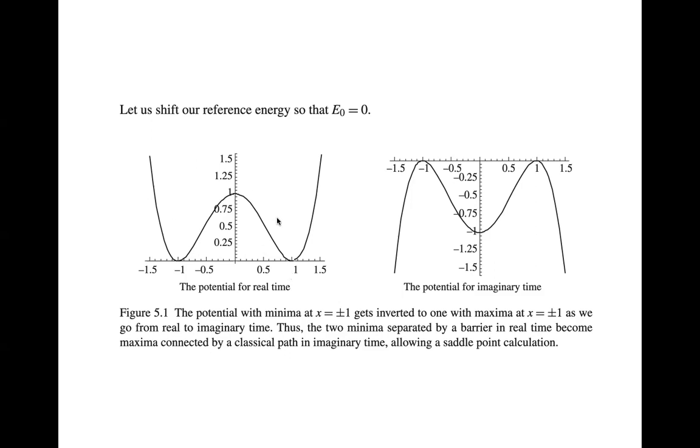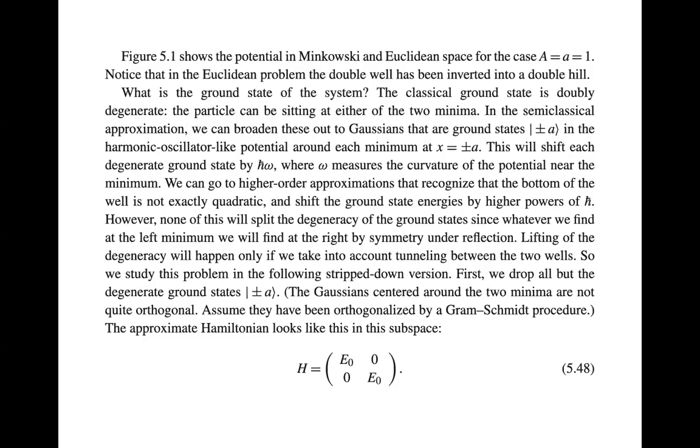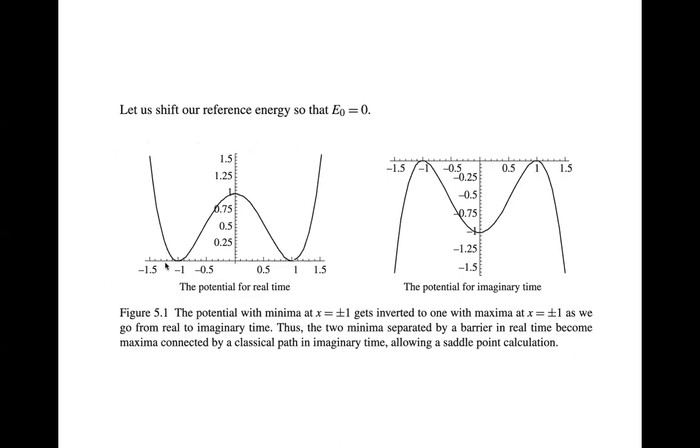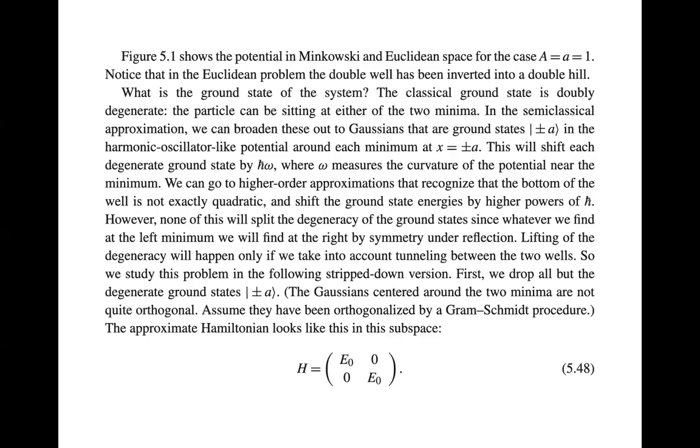And this tunneling event is called an instanton. Path integral is a great method to evaluate this tunneling event, or tunneling probability, or the physics related to this. So this is the potential. It has two classical minima, at plus a and minus a.